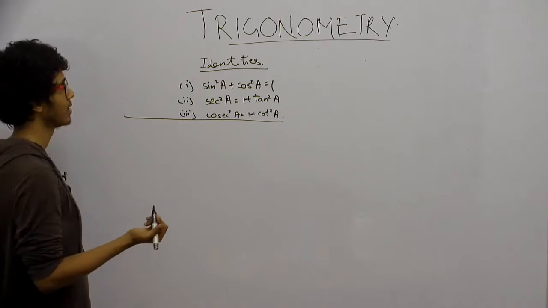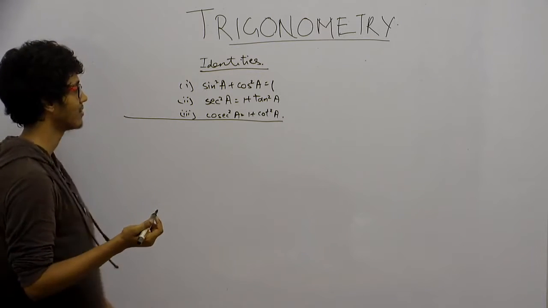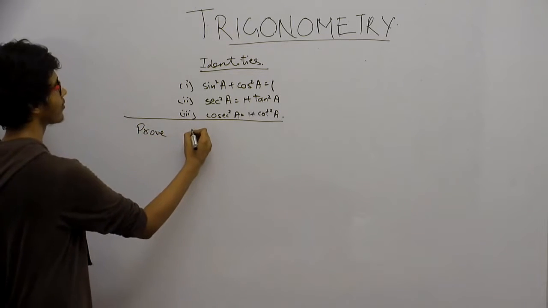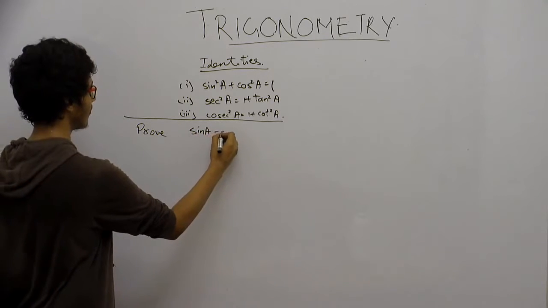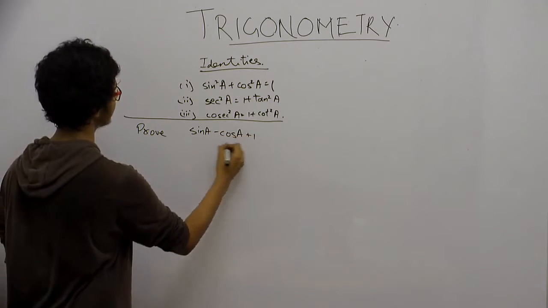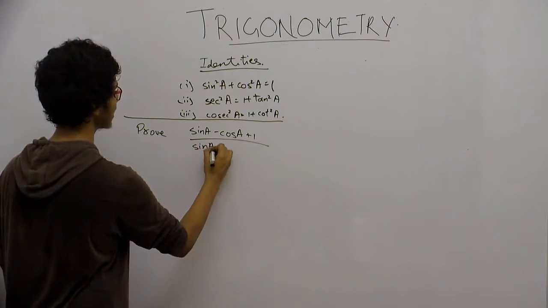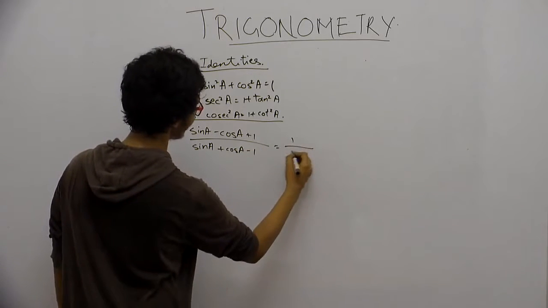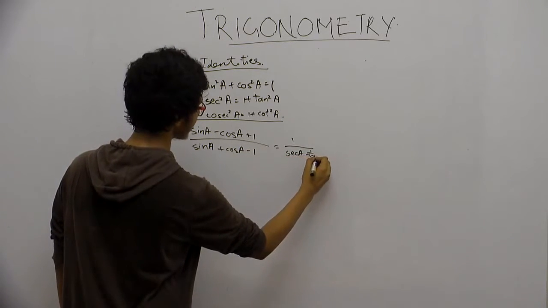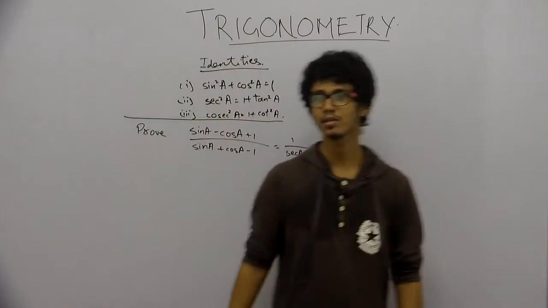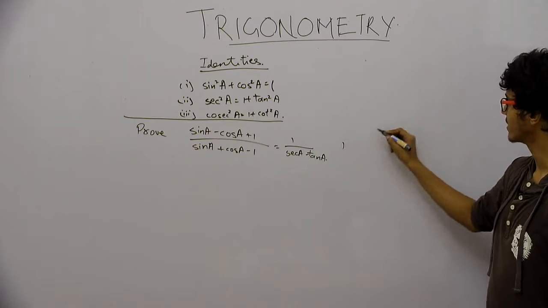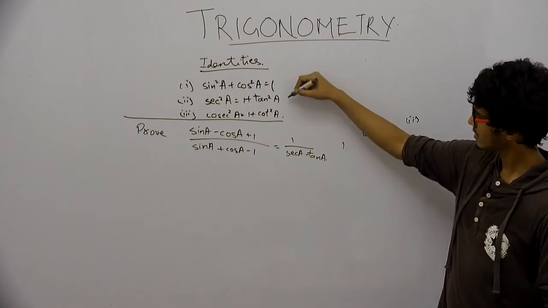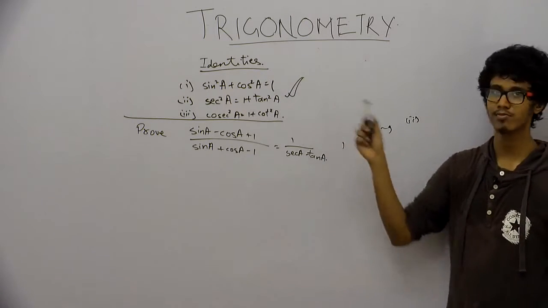Now let's say this is a question type you will encounter a lot, I think. We have to again prove that (sin A minus cos A plus 1) divided by (sin A plus cos A minus 1) equals 1 by (sec A minus tan A). The additional condition given here is that we have to use the second identity, that is this one, sec square A equals 1 plus tan square A.